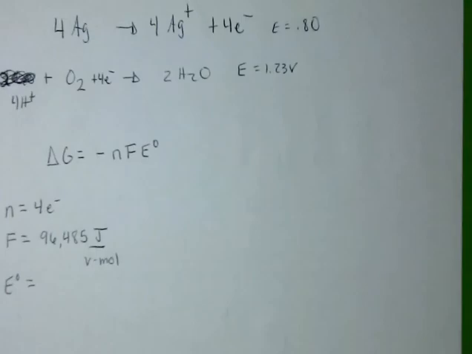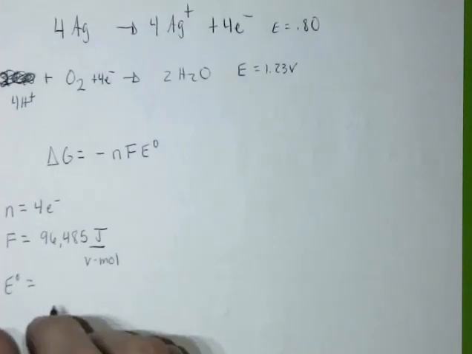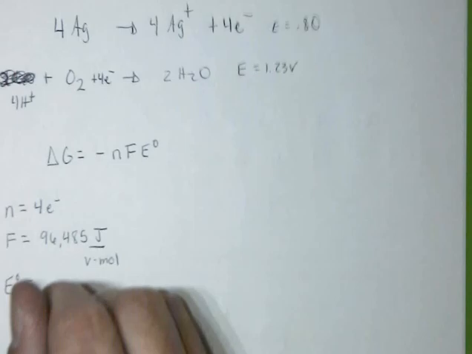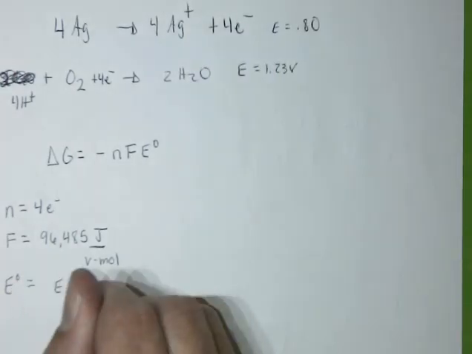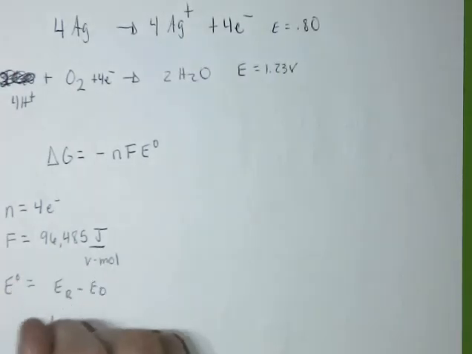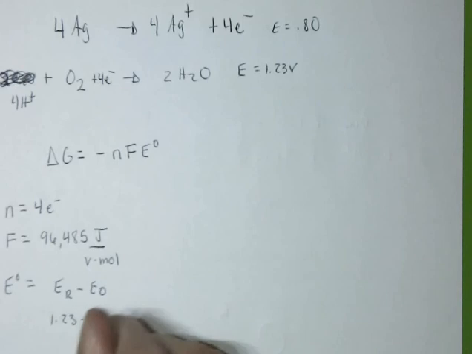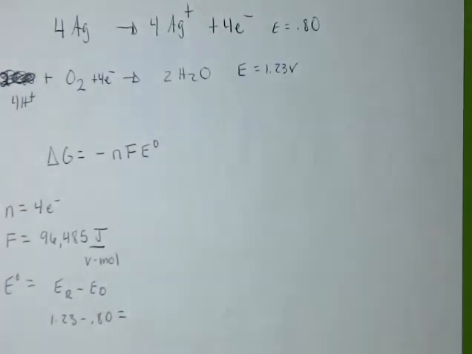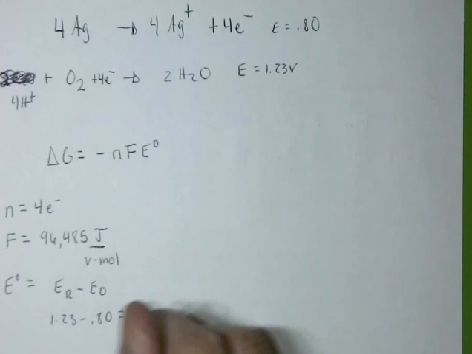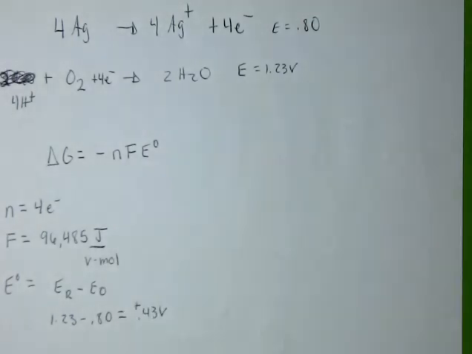So when we find the E of the cell, it's E of the reduction minus E of the oxidation. So it's 1.23 minus 0.80, so the E of the cell ends up being 0.43 volts. That is positive, so it makes sense that this should be spontaneous. But we want to know how much energy that is.